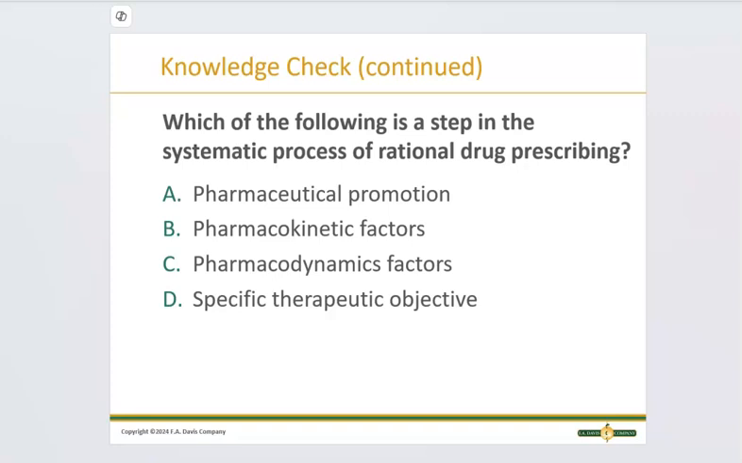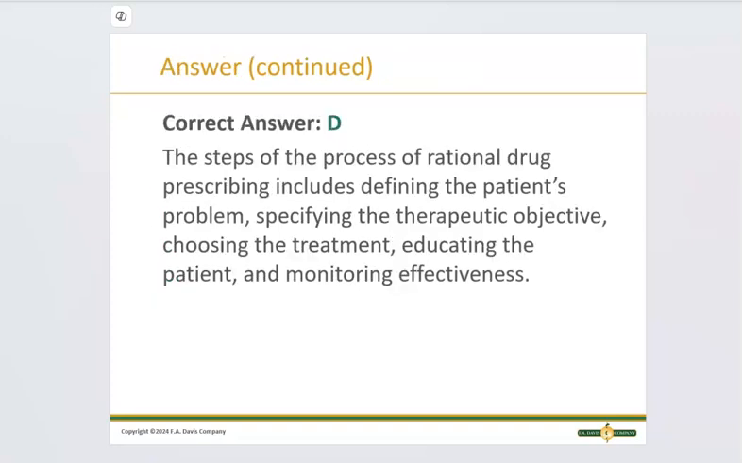Which of the following is a step in the systematic process of rational drug prescribing? D. The steps of the process of rational drug prescribing include defining the patient's problem, specifying the objective, choosing the treatment, educating the patient, and monitoring for effectiveness. Very short and sweet, Chapter 3.